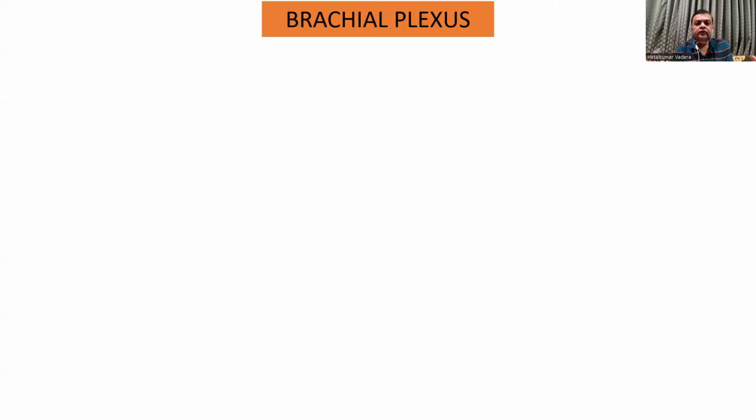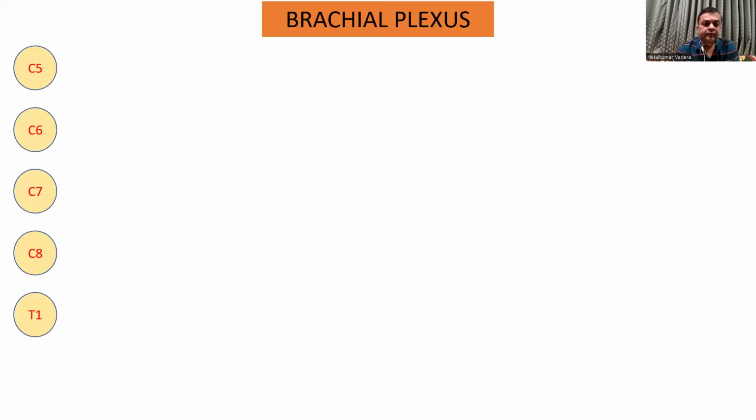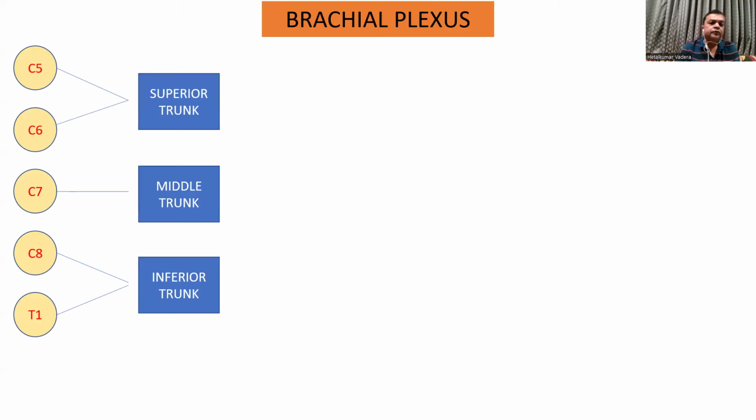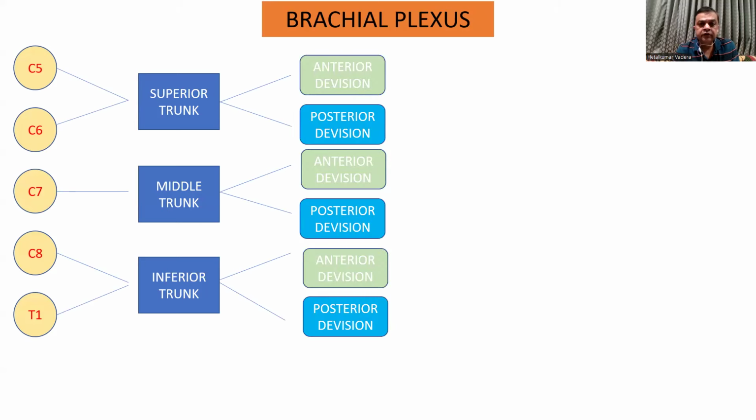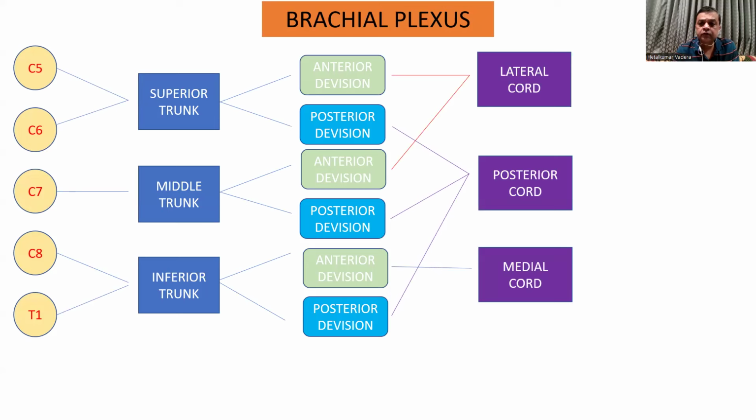So if we look at the anatomy first, brachial plexus anatomy, all of us know it is formed by C5, C6, C7, C8, T1 ventral roots. C5, C6 join to form the superior trunk, while C7 makes the middle trunk and C8, T1 make the inferior trunk. We are interested in the superior trunk. It divides into anterior and posterior divisions. Again, they form cords, that is the lateral cord, posterior cord, and the medial cord.